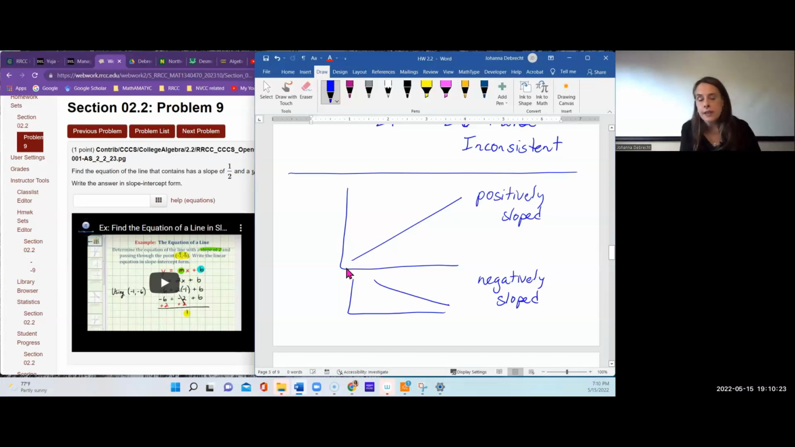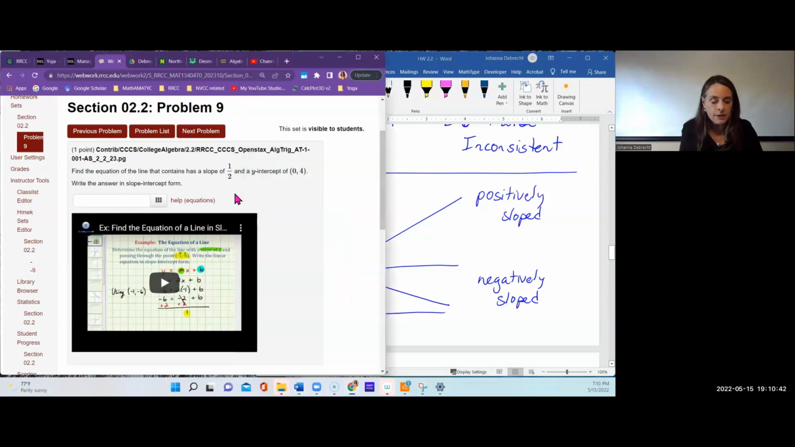This refers to the sign of the slope. The slope is a measure of how much the y value changes with respect to the x value. It's a measure of the rise divided by the run. That's what we call the slope. In this particular problem, it says find the equation of the line that contains a slope of 1/2 and a y-intercept of 0,4. Write the answer in slope-intercept form.